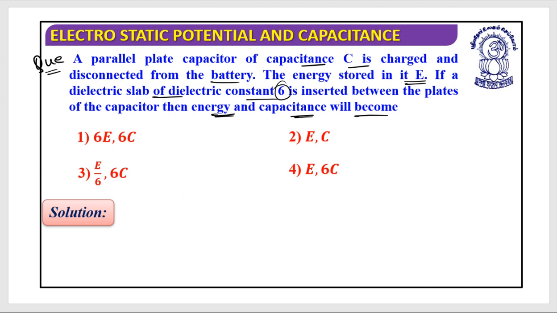One more time, the question. What they say is a parallel plate capacitor of capacitance C is charged and disconnected from the battery. It has been charged and then disconnected, and the energy stored in it is given as E. Now if a dielectric slab of dielectric constant 6 is inserted between the plates of the capacitor, then energy and capacitance will become what?